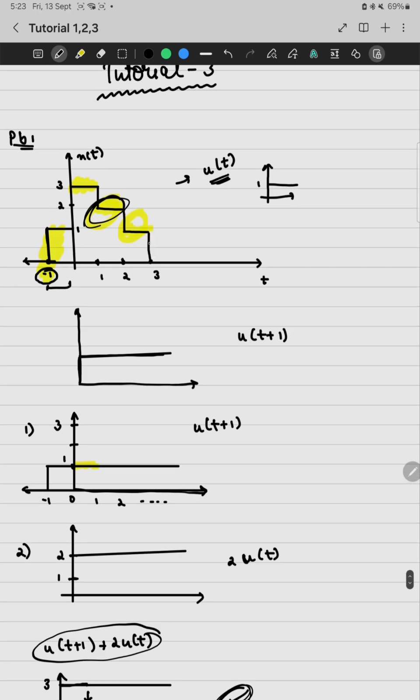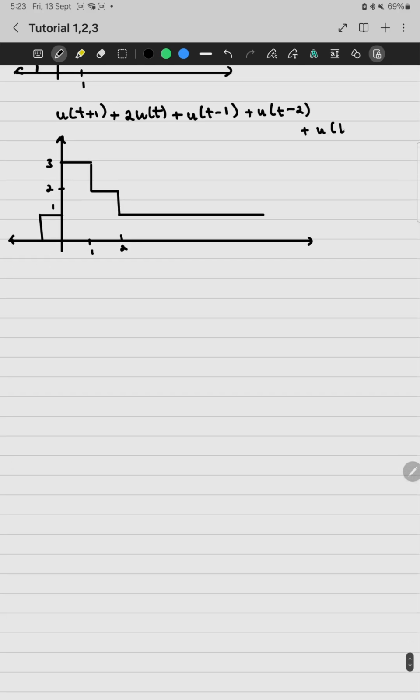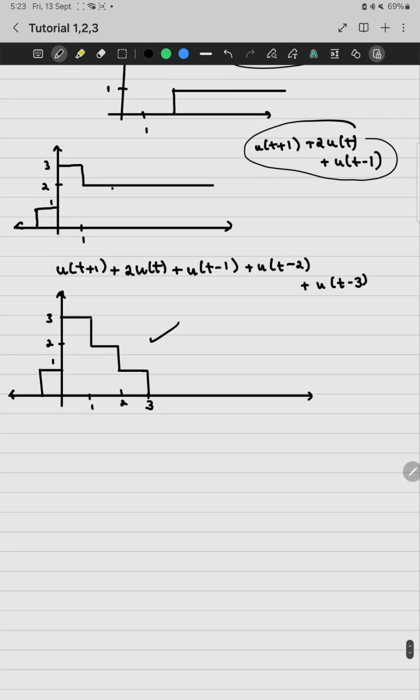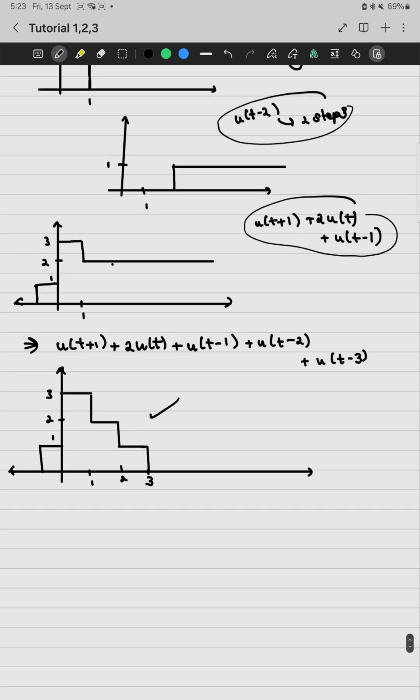But our desired thing again drops, so the common thing is just to add u of t minus 3, which will drop this again at 3. So we got our desired signal, and the answer is u of t plus 1 plus 2 u of t plus u of t minus 1 plus u of t minus 2 plus u of t minus 3.